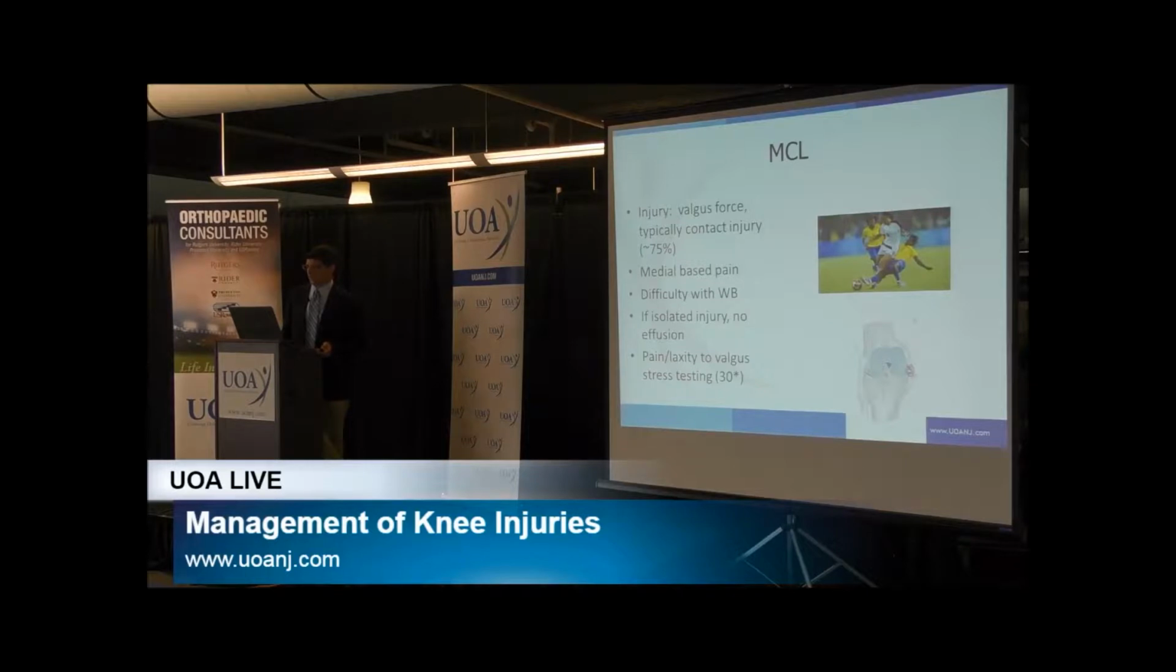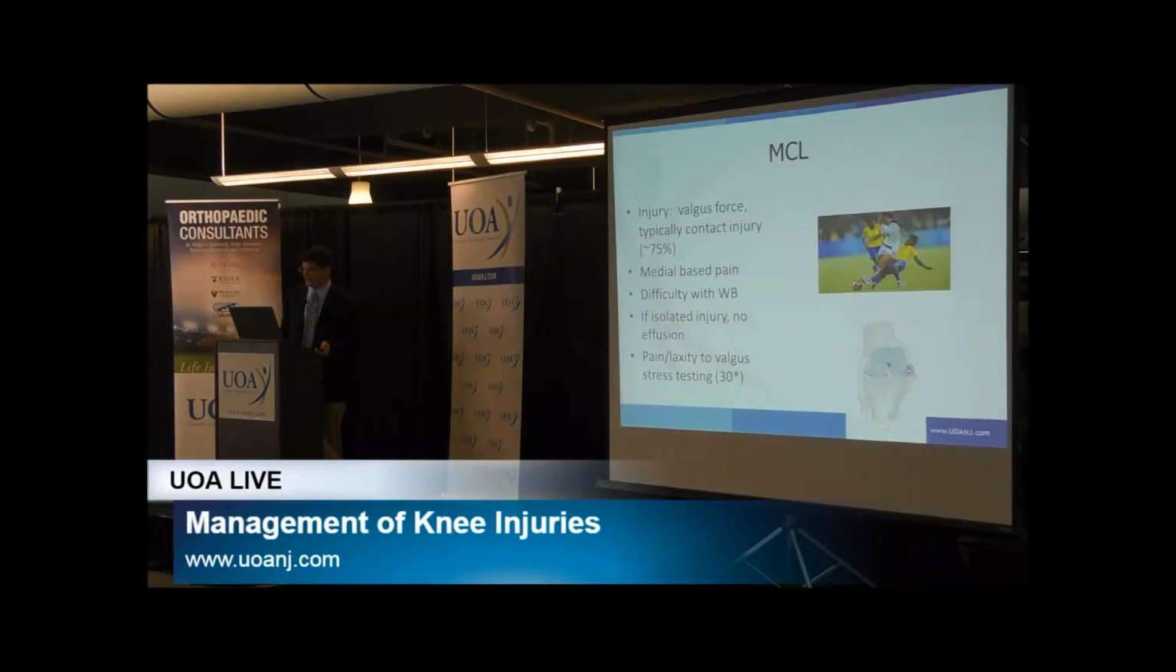Most of us know an MCL injury occurs from a valgus force, usually a contact injury, as opposed to an ACL injury, which is typically about 70% non-contact. Our MCL is most commonly a contact injury. Medial-based pain, they may have difficulty with weight bearing.